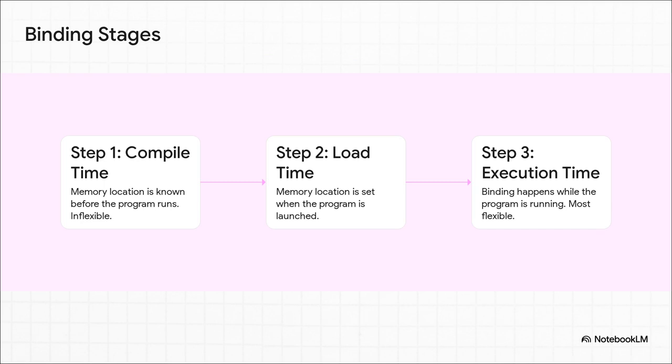Now, this binding process isn't a one-shot deal. It can happen at 3 totally different stages. Really old systems did it at compile time, where the addresses were basically hard-coded from the very beginning. Super fast, but incredibly inflexible. A slightly better method is load time, where the address gets set the moment you launch the program. But the real magic, the approach that makes modern multitasking possible, happens at execution time. The address is assigned on the fly, while the program is already up and running.